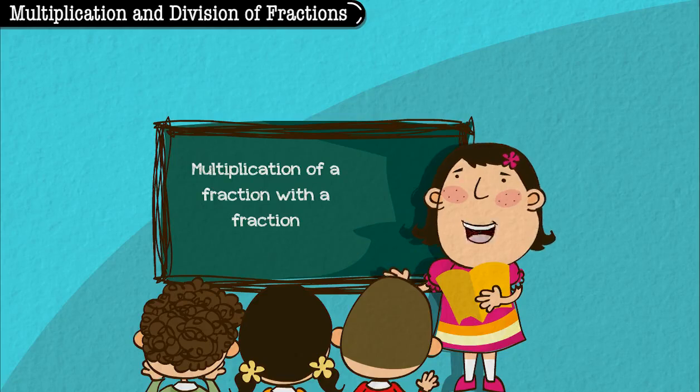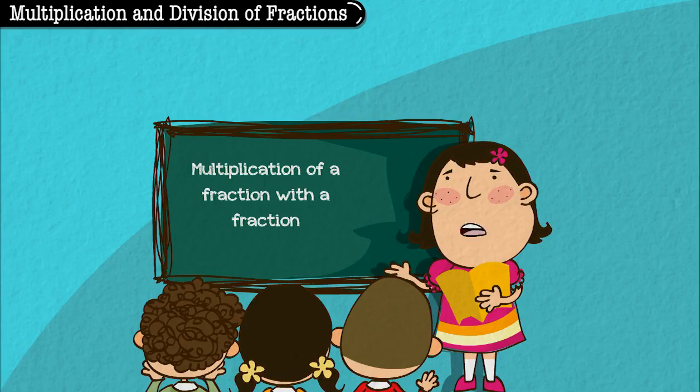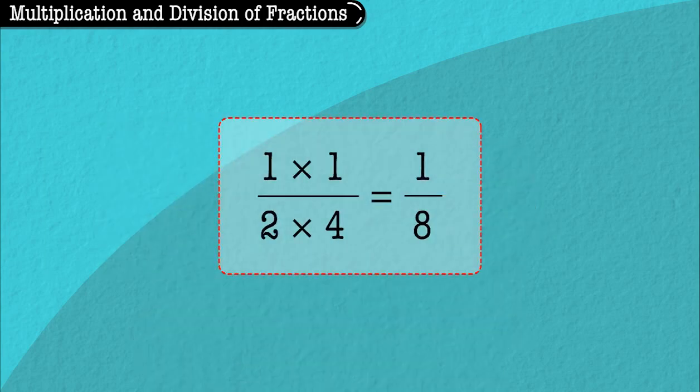When a fraction is multiplied with another fraction, the numerator of one fraction is multiplied with the numerator of the other fraction. Likewise, the denominator of one fraction is multiplied with the denominator of the other. For example, 1 by 2 into 1 by 4 is equal to 1 by 8.